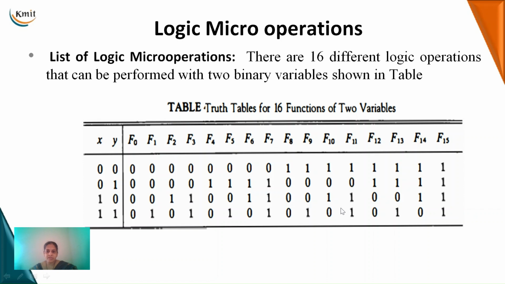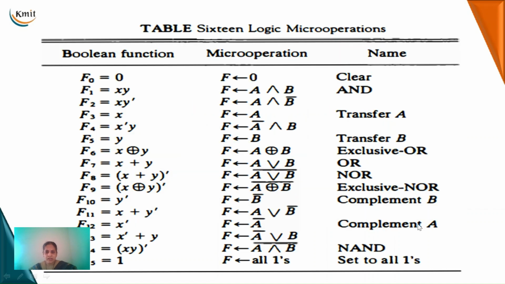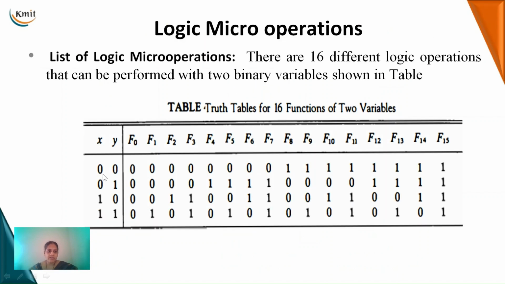1 1 becomes 1, and 1 0 becomes 1. So this is an OR operation, which is called A or B complement operation. Next F2, it is just X complement. So whatever the value of X, 0 0 1 1, it becomes 1 1 0 0.